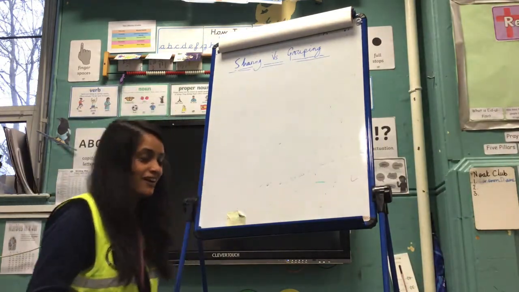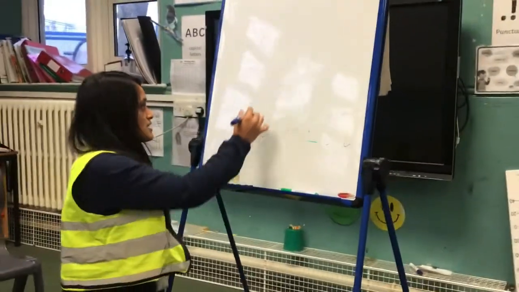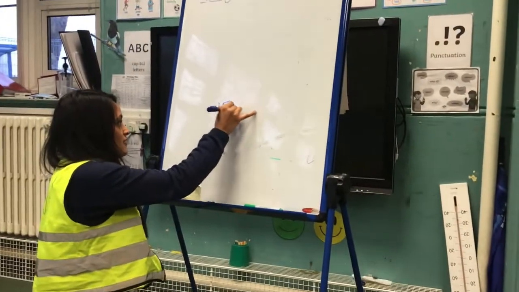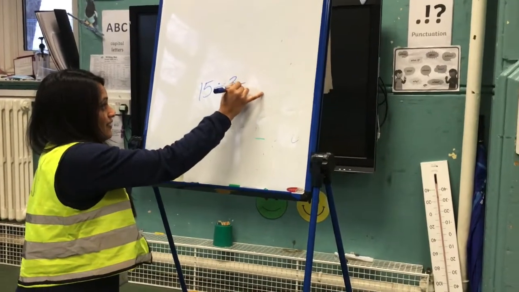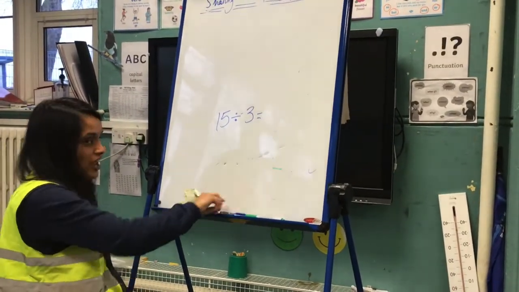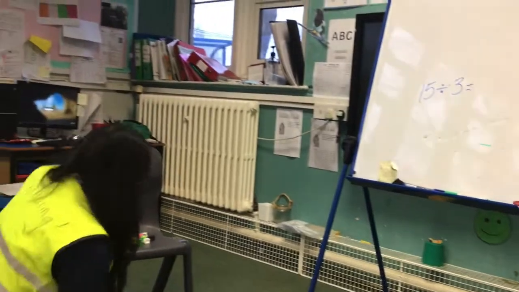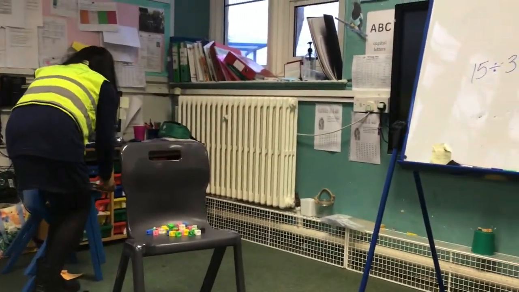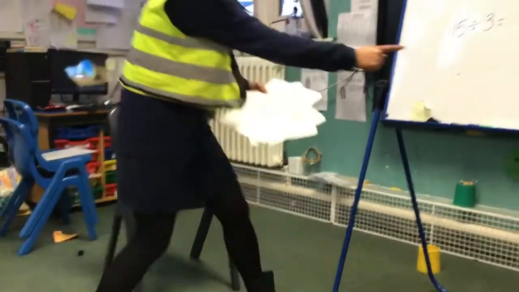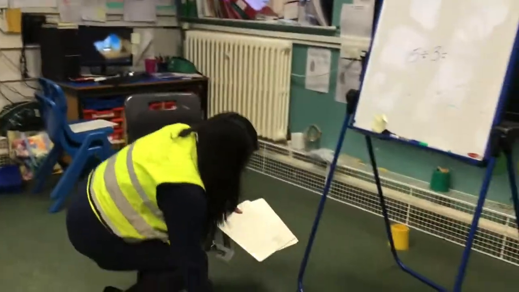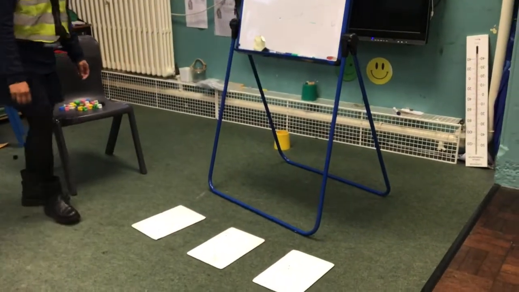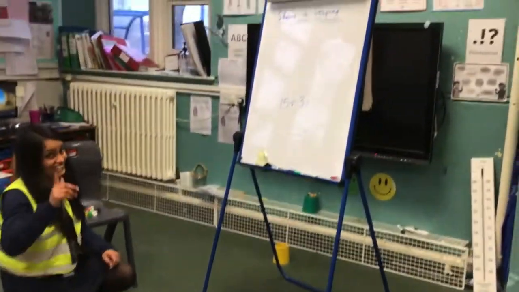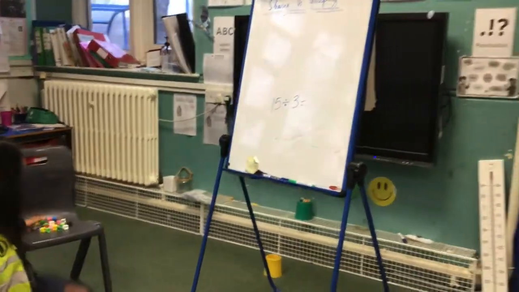Okay, so I'm going to ask Mr. Jones, could you give me a number sentence, please? I'm going to say 15 divided by 3. Okay, and I'm going to show you how we share 15 divided by 3. Well, first of all, I have my 3 groups. 1, 2, and 3. And how many multi-links do you think I'll need? That's right, 15. So I've got my multi-links ready.